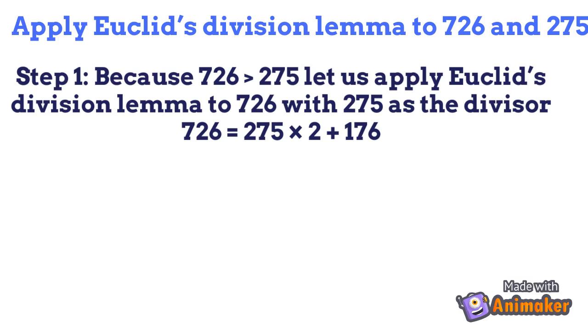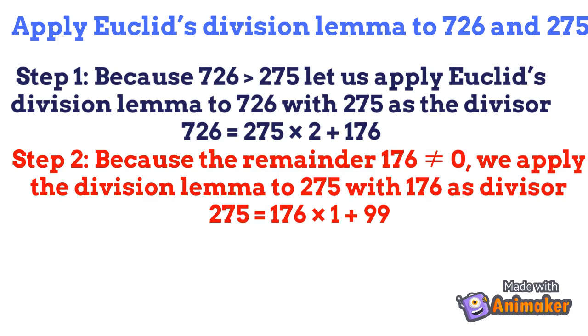Now in the table of 275, is there 726? No, there is not. Then we will find the nearest value to 726, which is 550, that is 275 into 2. After multiplying with 2, we will get it. After doing that, you will get a remainder of 176, and we will add it here, plus 176. So we got the remainder 176, and is it equal to 0? We will see in step 2 that it is not equal to 0.